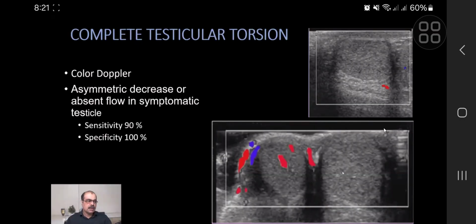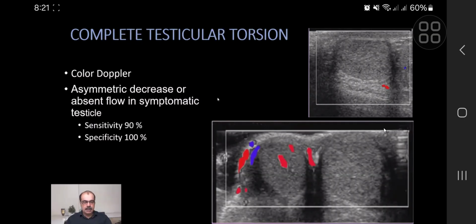Now, in this image, you can see that on this side there is no significant flow noted, whereas on this side, a normal flow pattern is seen. So if you see absent flow or a severely decreased flow on the symptomatic side, then you have a sensitivity and specificity of 100% and 90%.